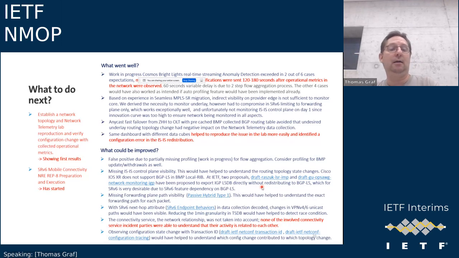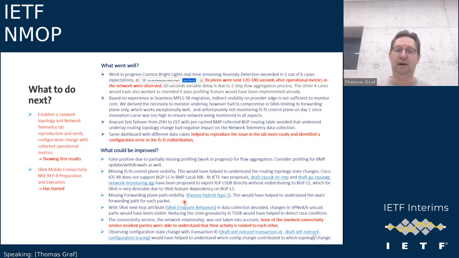Another, I would say, important aspect would have been that there was questioning whether we had forwarding plane loops. Since we have now just in the forwarding plane a so-called statistical view, we are not able to see how each packet is being forwarded node by node throughout the network. What's missing is the forwarding plane path visibility. So per RFC 7799, that's passive hybrid type 1.